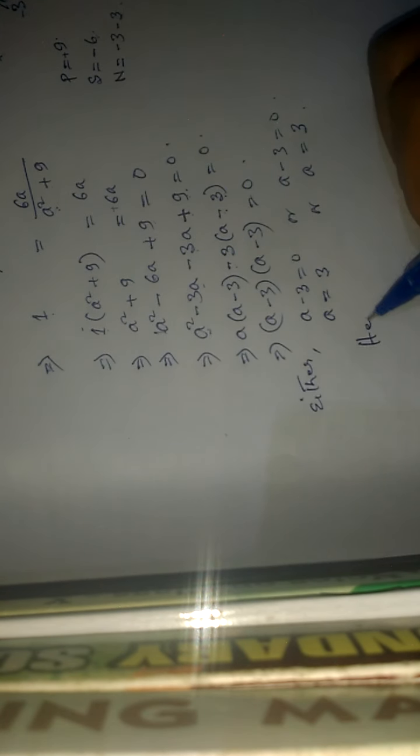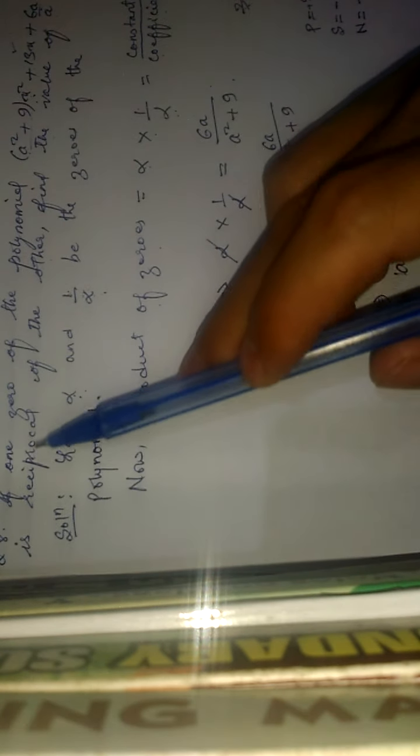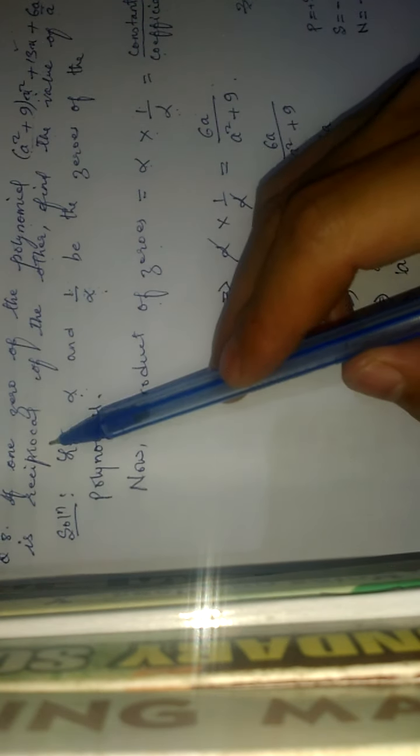Once again, here we have a question. If one zero of the polynomial (a squared + 9)x squared + 13x + 6a is the reciprocal of the other. Here zero means x value. The condition says one of the zeros is the reciprocal of the other.